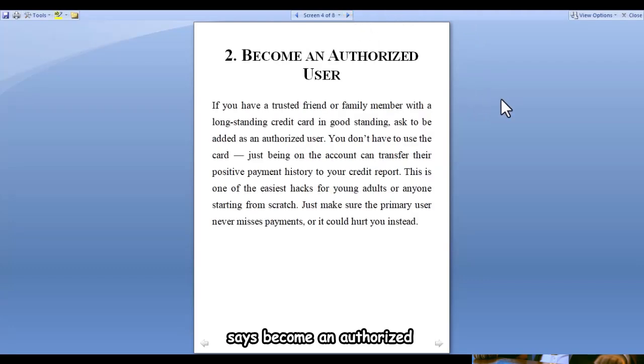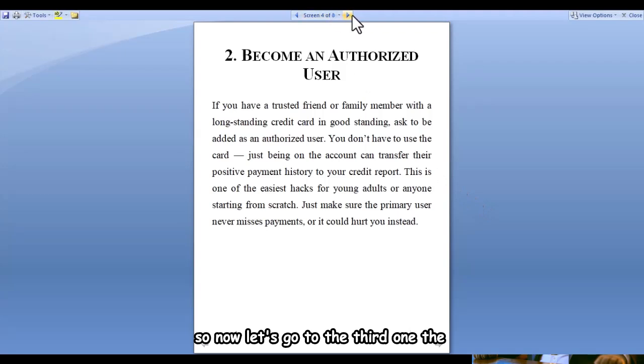Number two says become an authorized user. If you have a trusted friend or family member with a long-standing credit card in good standing, ask to be added as an authorized user. You don't have to use the card. Just being on the account can transfer their positive payment history to your credit report. This is one of the easiest hacks for young adults or anyone starting from scratch. Just make sure the primary user never misses a payment or it could hurt you instead.